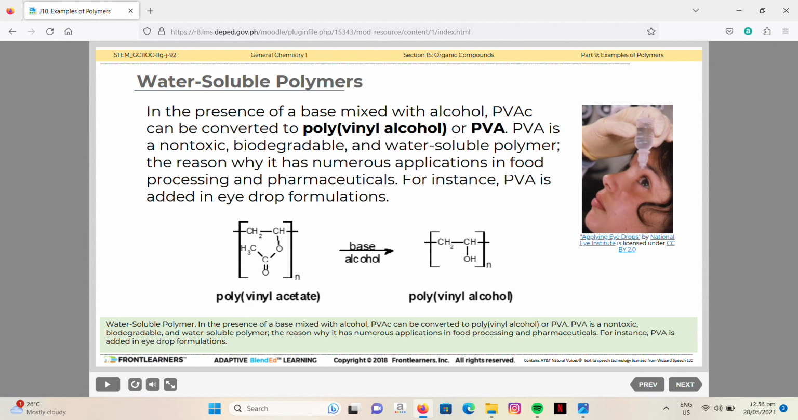Water-soluble polymers. In the presence of a base mixed with alcohol, PVAc can be converted to polyvinyl alcohol or PVA. PVA is a non-toxic, biodegradable, and water-soluble polymer, which is the reason why it has numerous applications in food processing and pharmaceuticals. For instance, PVA is added in eye drop formulations.